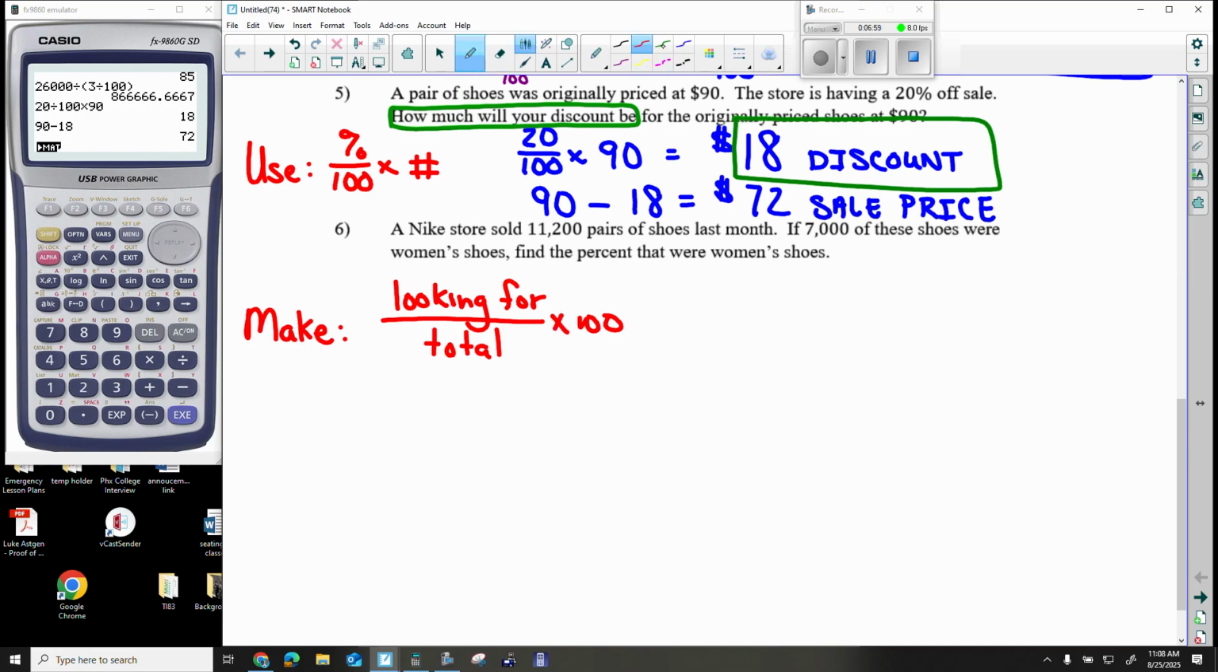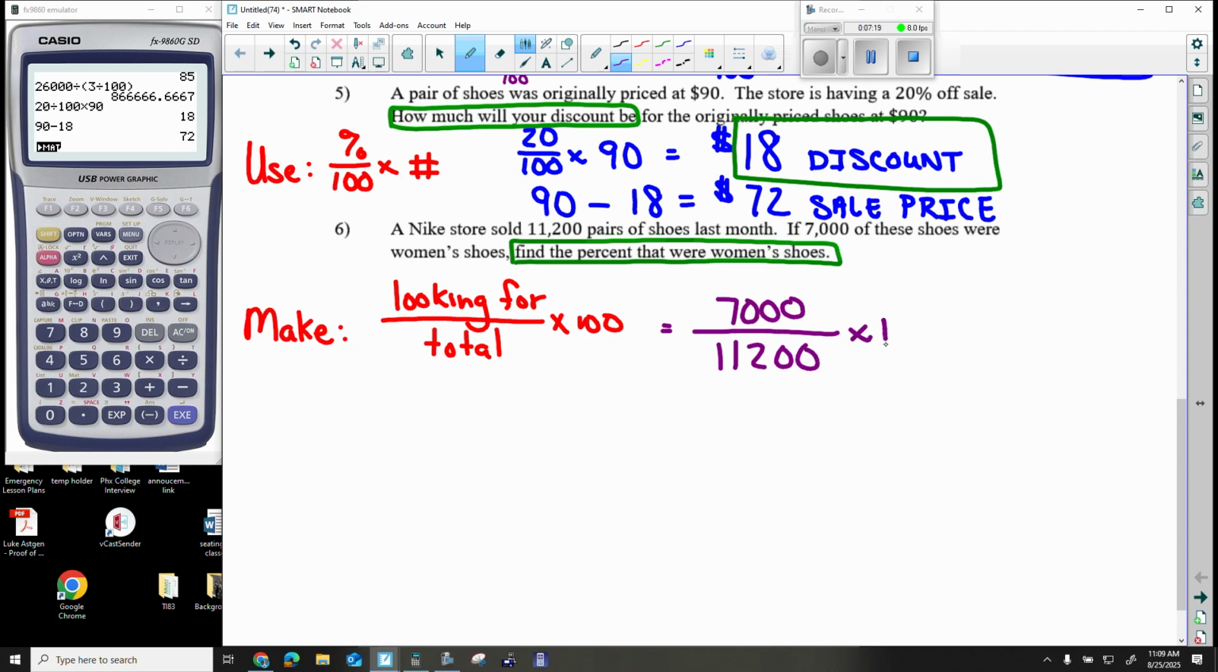All right, so here we go. We are looking to find the percent that were women's shoes. What we need to do is take the number of women's shoes, which would be 7,000, and divide it by the total number of shoes, which would be 11,200. So that is what we should probably do.